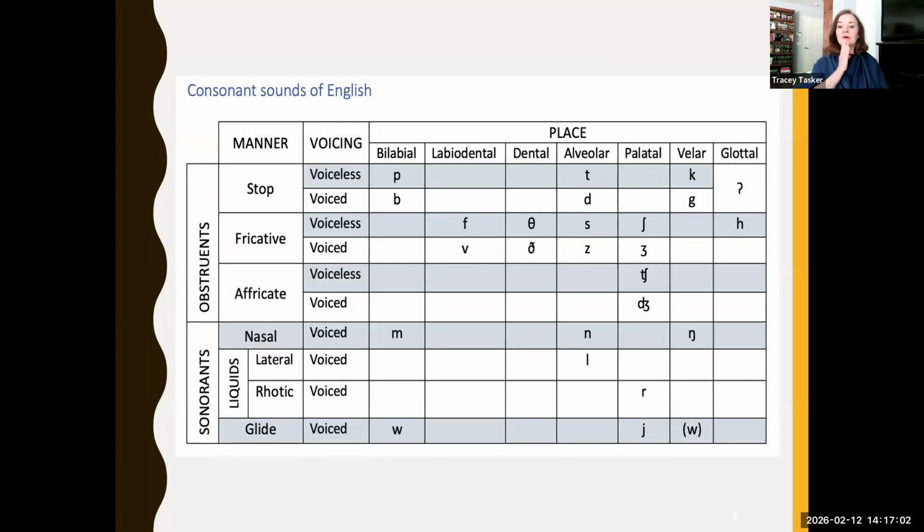As I just said, we're talking about place here. So bilabial, labiodental, dental, etc. All of these places, again, are either articulators or our lips, our teeth, the alveolar ridge, the hard palate, soft palate, also known as velar, and then the glottis.